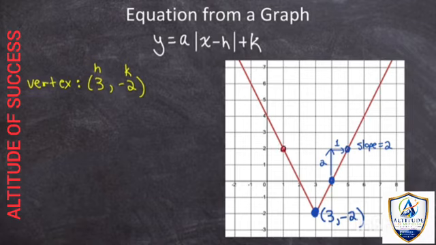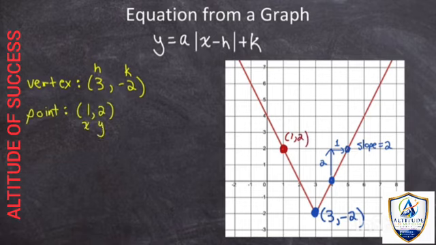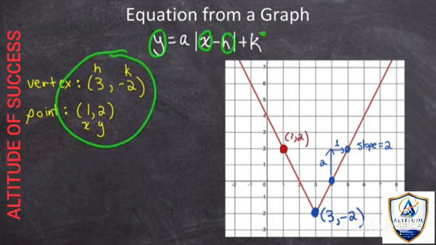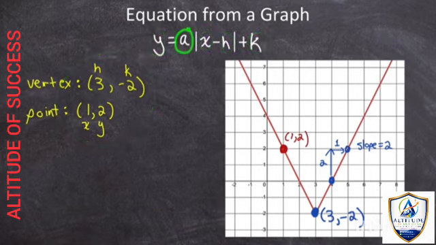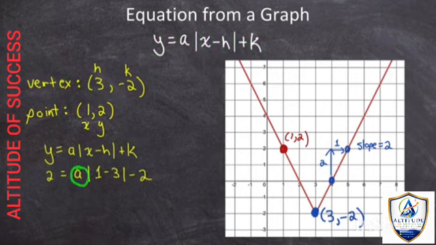So how about this point right here? That's the point (1, 2). That point has an x and a y value. So notice we have 4 values here that I can sub in for y, x, h, and k, and then my only unknown is a. So let me sub all of them in, and then solve this equation for a.